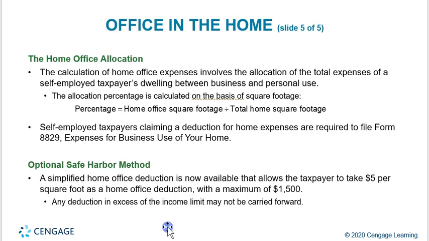And so there's an optional safe harbor method. A simplified home office deduction is now available that allows taxpayers to take $5 per square foot as a home office deduction, with a maximum of $1,500. Any deduction in excess of the income limit may not be carried forward, again, per our previous example.